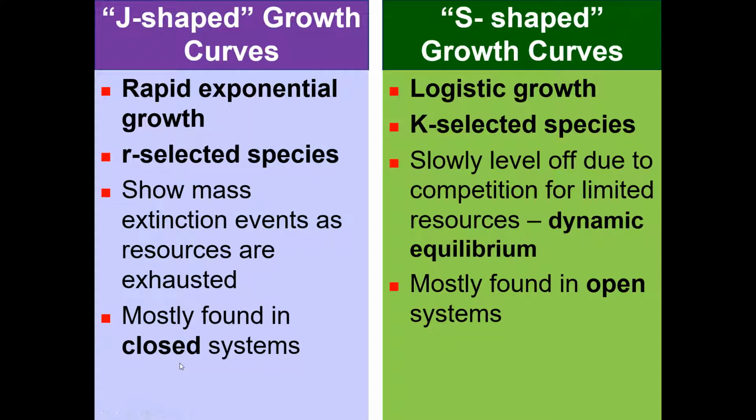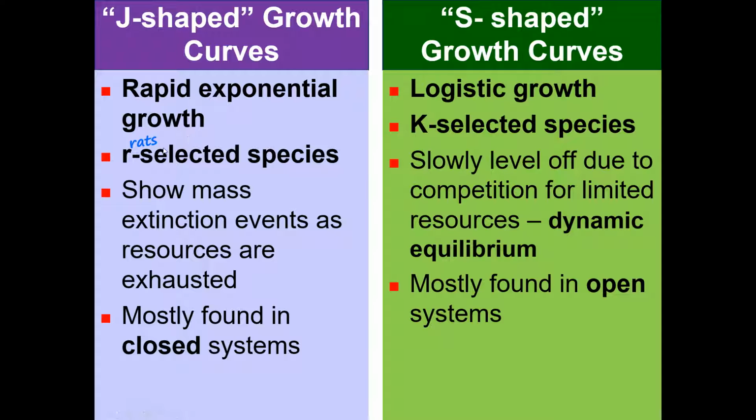And that's because if it were an open system, there would not be a mass extinction because the individuals or organisms would leave and find a new place to live if they were running out of resources. The S-shaped growth curve is logistic, so it doesn't increase as fast as the J-shaped growth curve. It is typical of K-selected species, and there is a slow level off due to competition for limited resources. It reaches a dynamic equilibrium. This is found mostly in open systems.